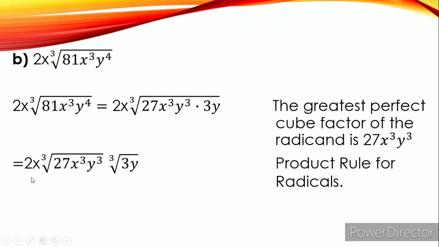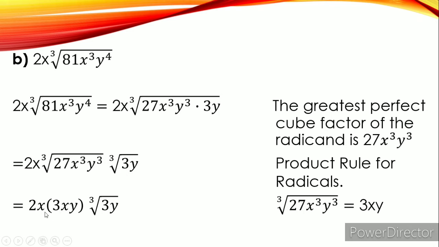Then 2x cube root of 27 x cubed y cubed times cube root of 3y equals 2x times 3xy times cube root of 3y because cube root of 27 x cubed y cubed equals 3xy. Then the final answer is 6x squared y cube root of 3y.